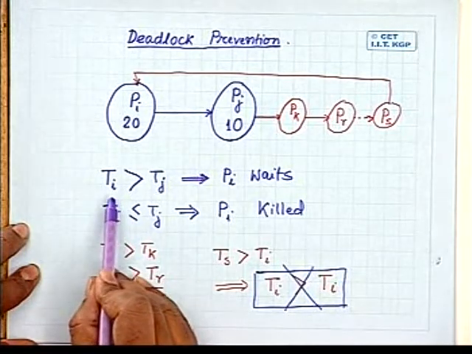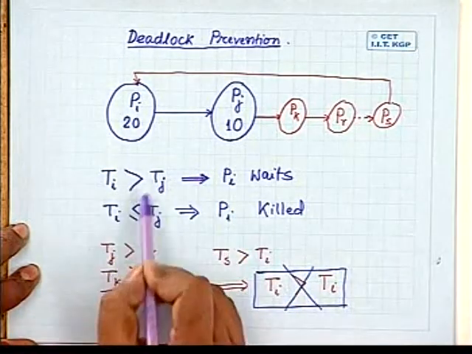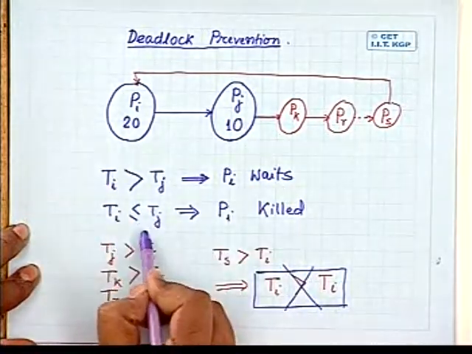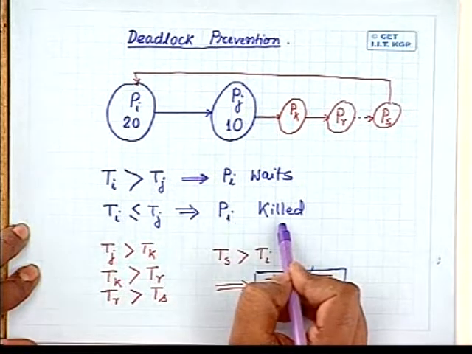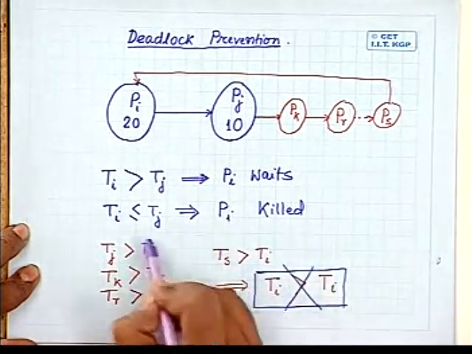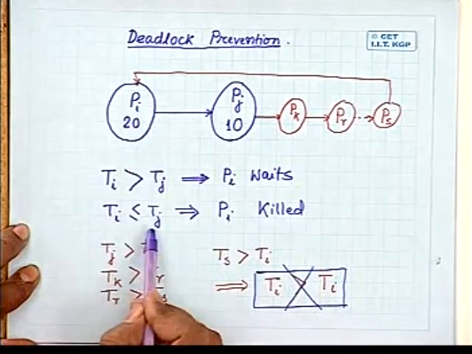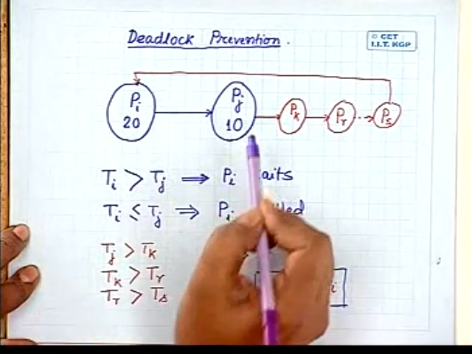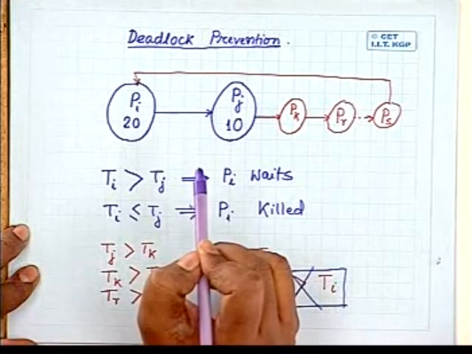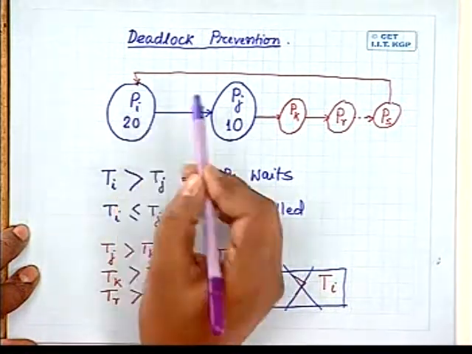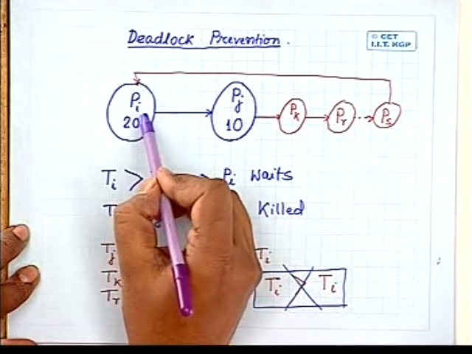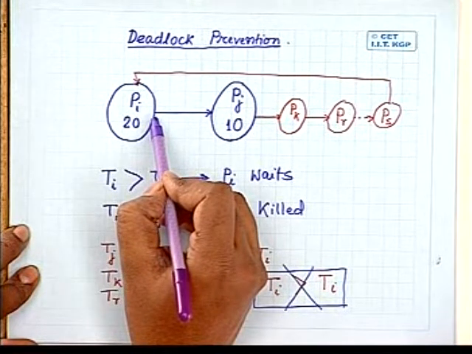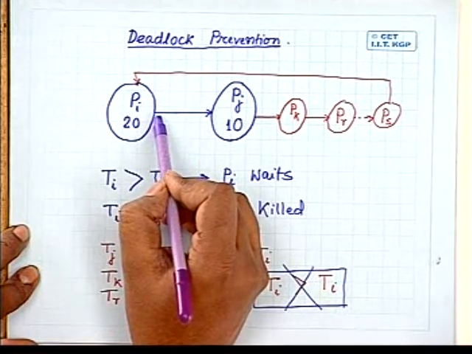So whenever Ti is greater than Tj, process Pi will be asked to wait until Pj releases the resource, and then Pi will get the resource. If Ti is less than or equal to Tj, then Pi will be killed. Our logic is that if Ti is less than Tj, Pi has been executed for a smaller duration and Pj for a longer duration. Because Pi has executed for a shorter duration, even if I kill Pi, the loss will not be much. Of course, that is not always true.